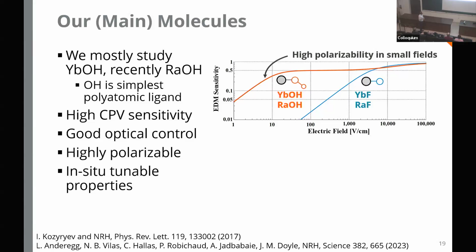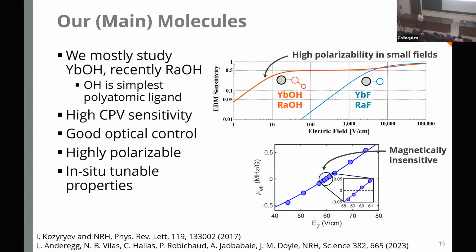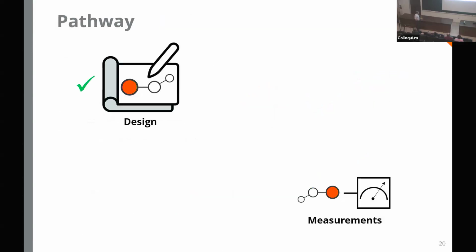They have in situ tunable properties. So for example, just by changing an electric field in the lab, you can change the magnetic properties of the molecule. And they also both have interesting nuclei, but for different reasons. And I'll say more about these later. So that's how we designed these molecules that we wanted to work with.